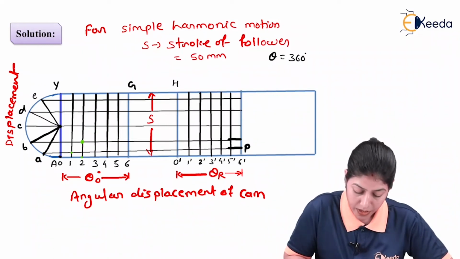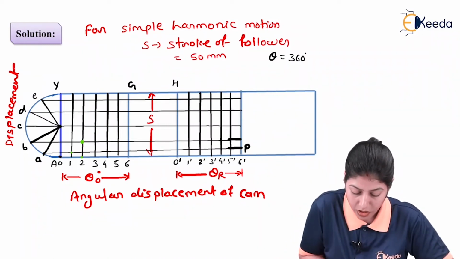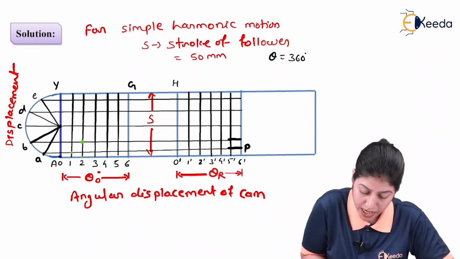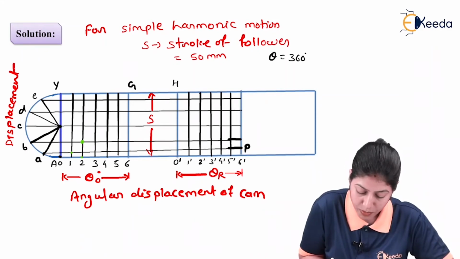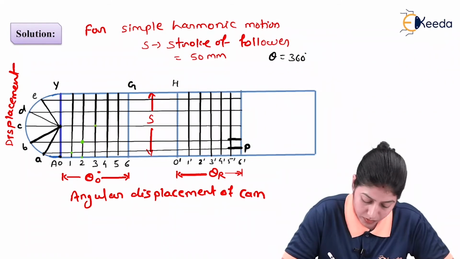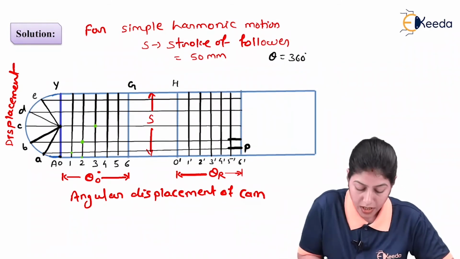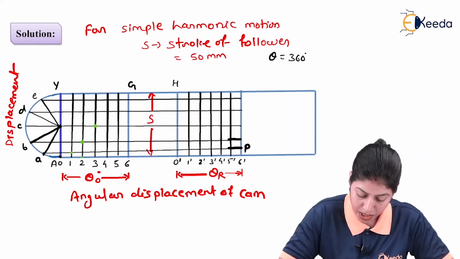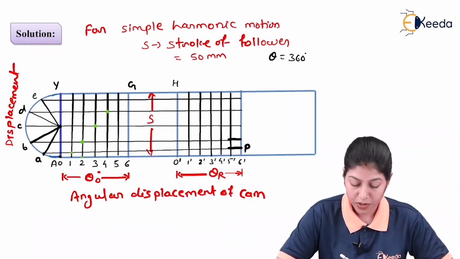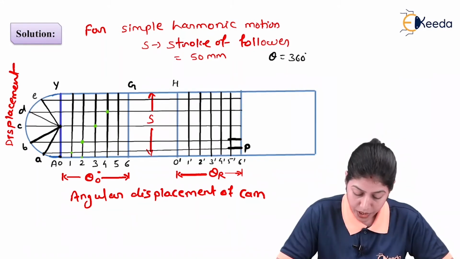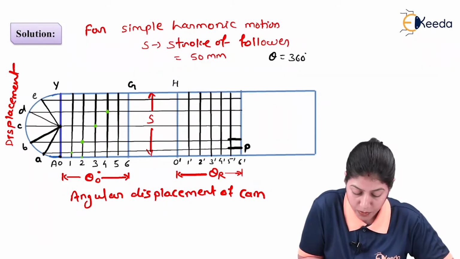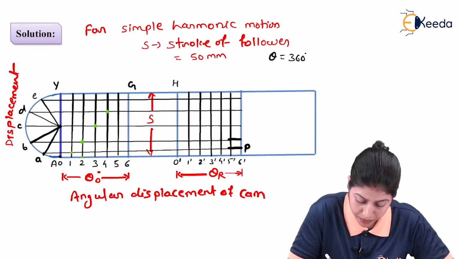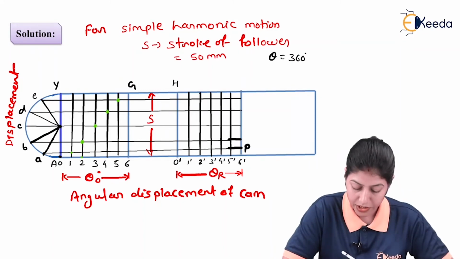So in a similar way, we will mark all the points. The horizontal line which is passing through point C and the vertical line which is passing through point 3, this will be our intersection point. Horizontal line which is passing through point D, parallel to the angular displacement of cam, and the vertical line which is passing through point 4, this will be our intersection point. And for point 5, vertical line, and for point E, horizontal line, this will be our intersection point.